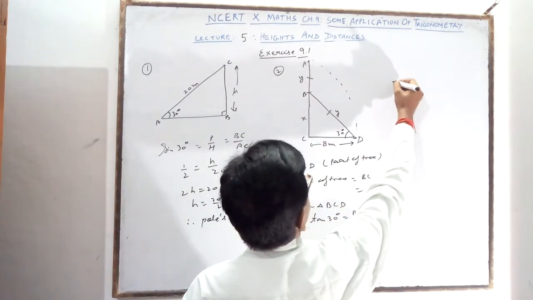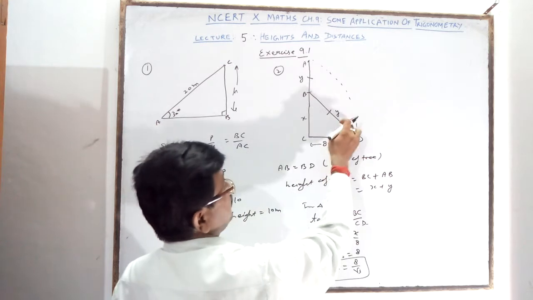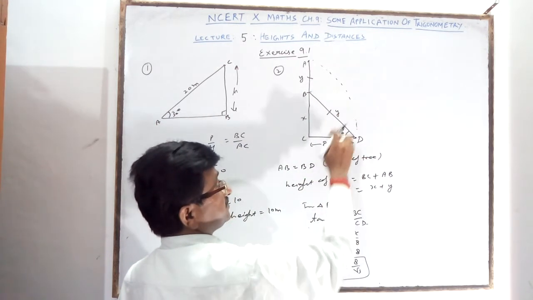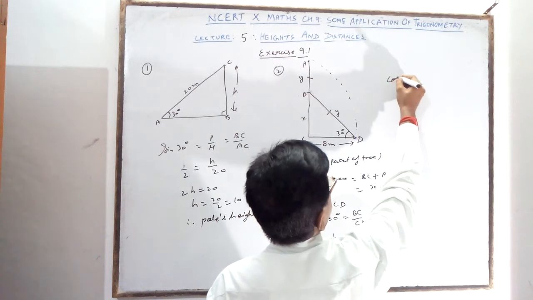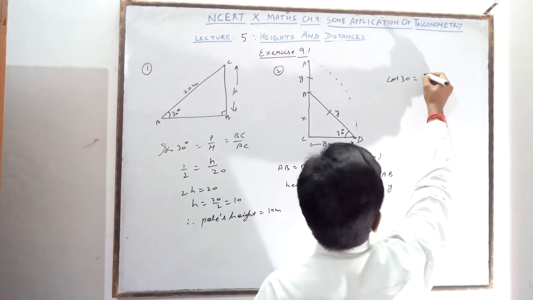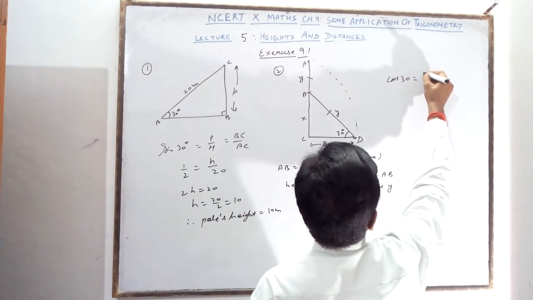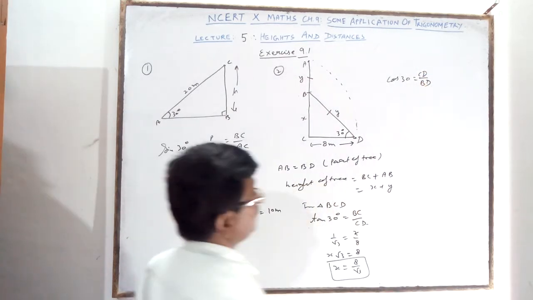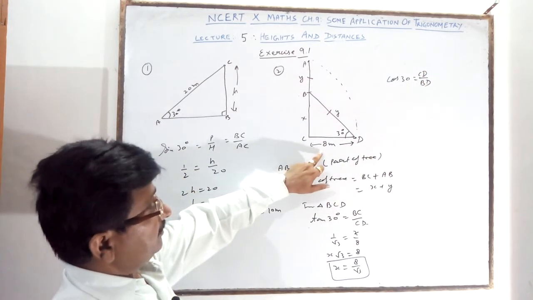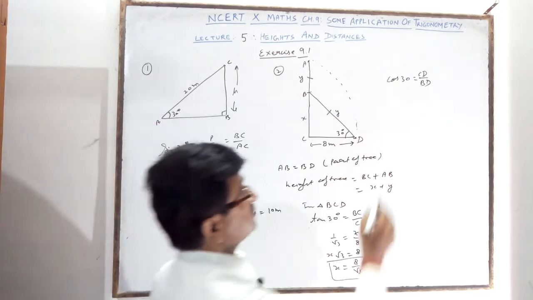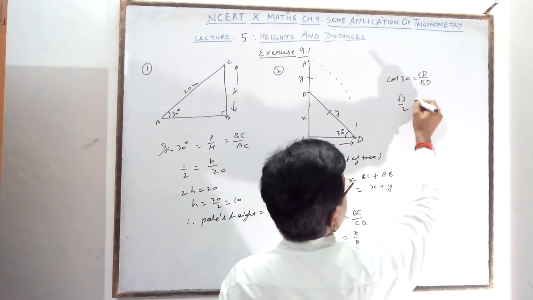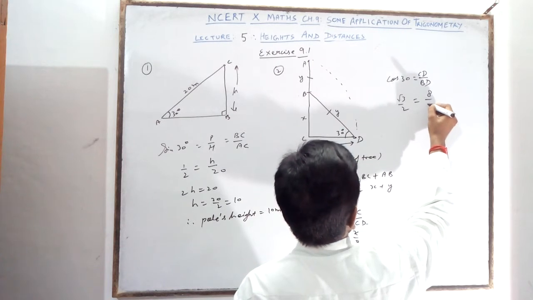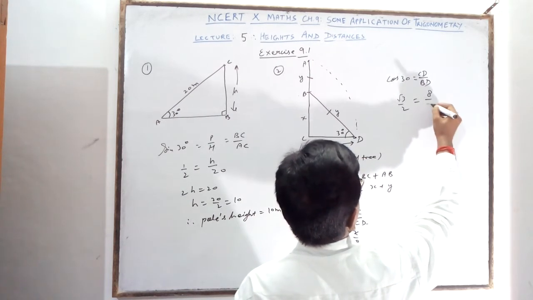In the same triangle, you apply cos, because the base is given and you want y. Cos 30 is equal to base CD upon hypotenuse BD. Cos 30, root 3 by 2, is equal to 8 upon BD. BD is not given, so BD is y.